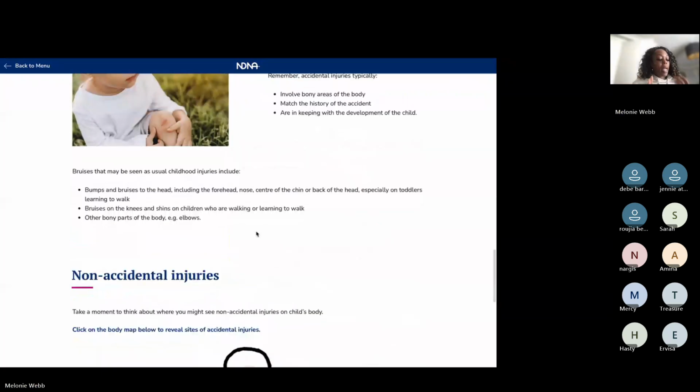So have another think and think about where you might see non-accidental injuries on children. Bruising under the arm. Bruising under the arms.